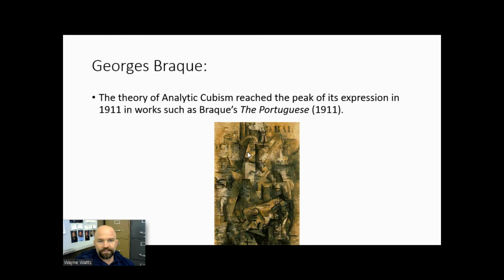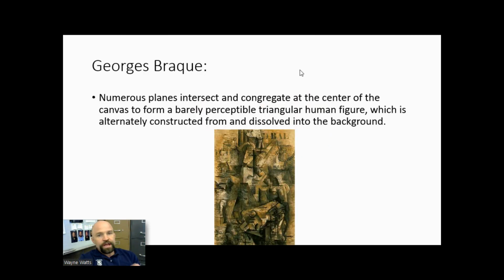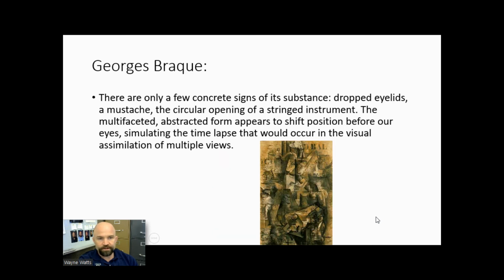The theory of analytic Cubism reached the peak of its expression in 1911 in works such as Braque's The Portuguese, 1911. This one right here is perhaps one of the most significant and most famous. Numerous planes intersect and congregate at the center of the canvas to form a barely perceptible triangular human figure, which is alternately constructed from and dissolved into the background.